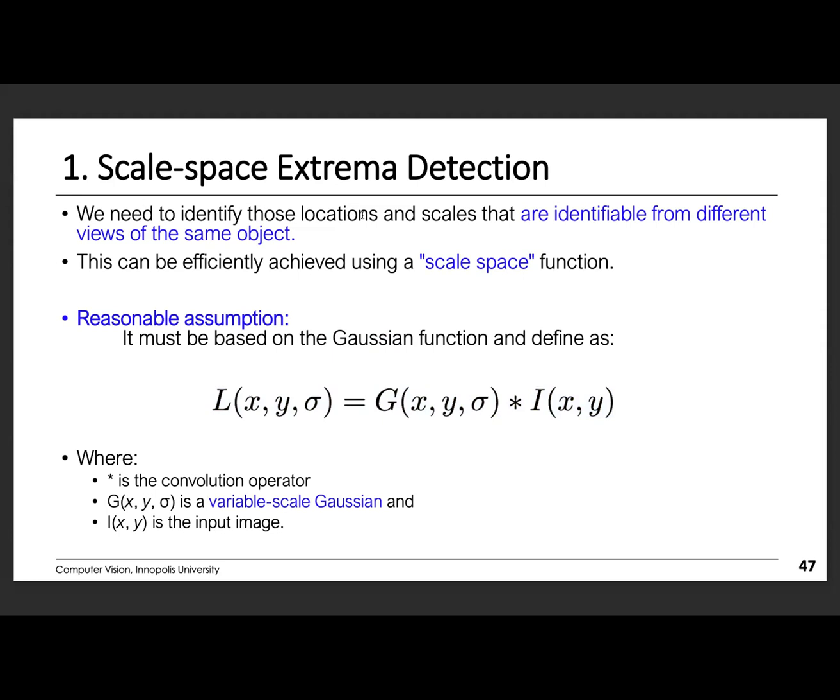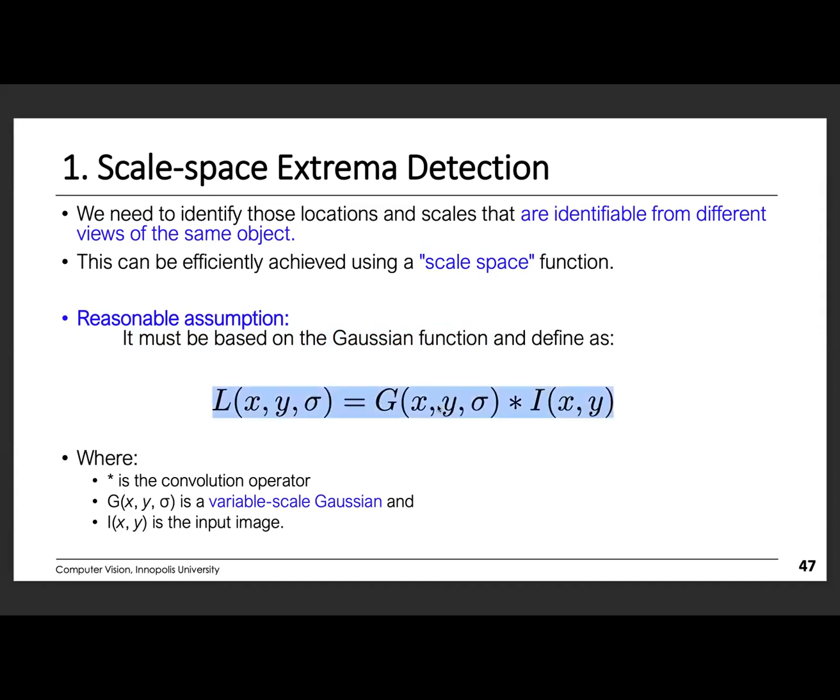So we need to identify those locations and scales that are identifiable from different views of the same object. This can be efficiently achieved using a scale space function. A reasonable assumption, as we said, is that we will be using the Gaussian function because it will simplify the work for us. Instead of calculating for all the different window sizes, the Gaussian function could merge, let's say, 4 different window sizes together, and that would reduce your calculations.